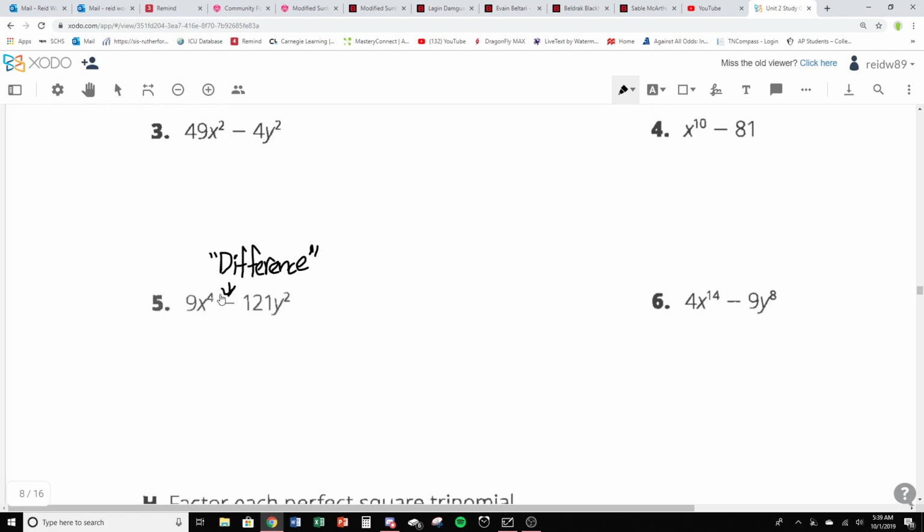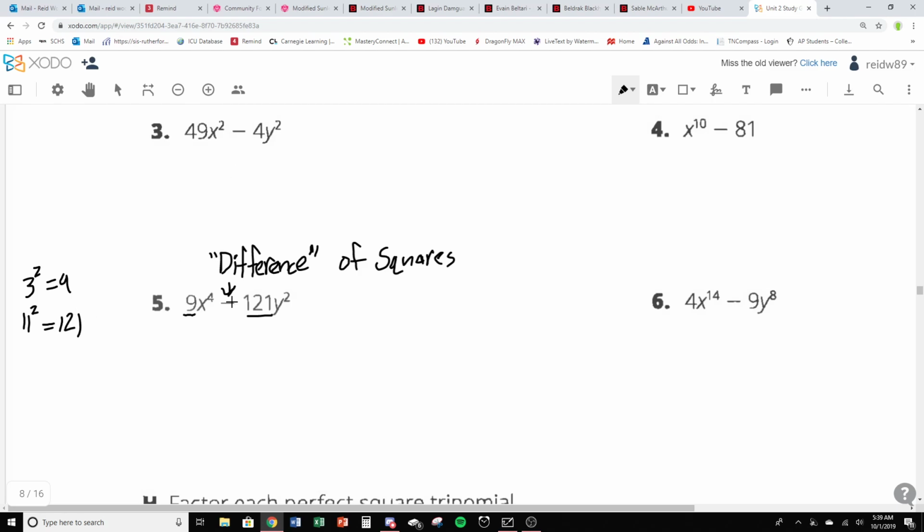Because it's called difference of squares, how do I know that this is set up properly? Well, I have the minus sign, and then I look at this. I look at 9. That's a perfect square. 3 squared is 9, right? I look at the 121. That's a perfect square as well. That's 11 squared.